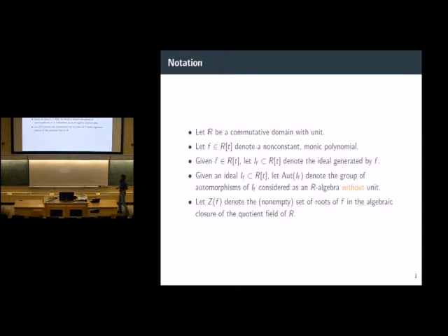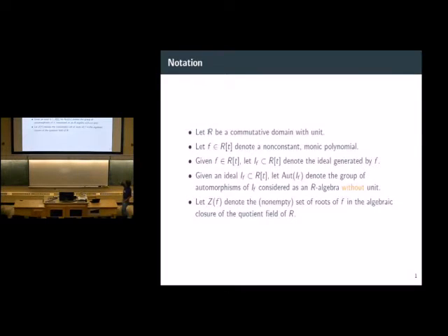Let R be a commutative domain with unit. If you want, you can just think about a field. So f is going to denote a non-constant monic polynomial in one variable. I_f is going to denote the ideal generated by f. And I'm going to denote Aut(I_f) the group of automorphisms of I_f, but I'm thinking about I_f as an algebra without unit. So it's just linear transformations of I_f into I_f which preserve the multiplication.